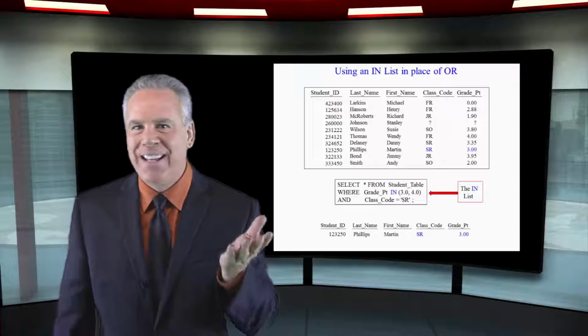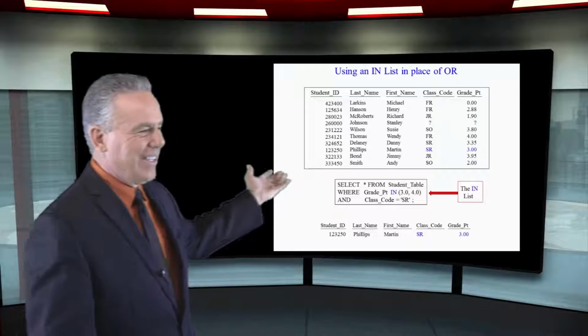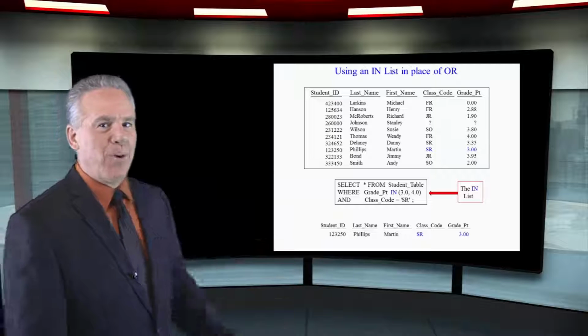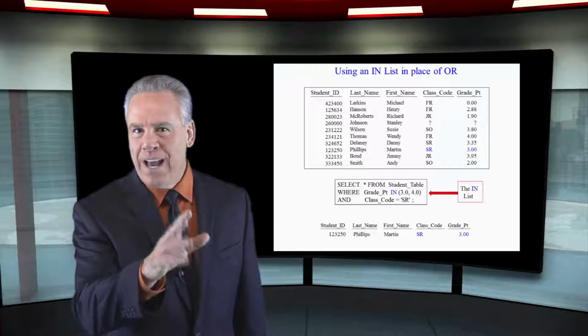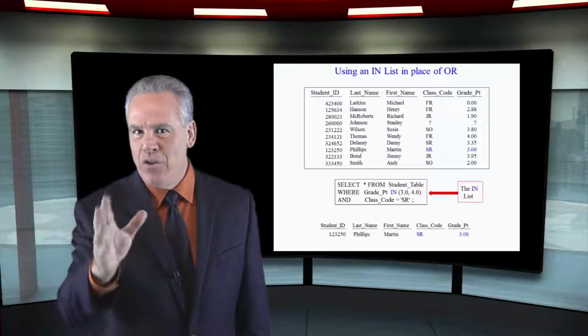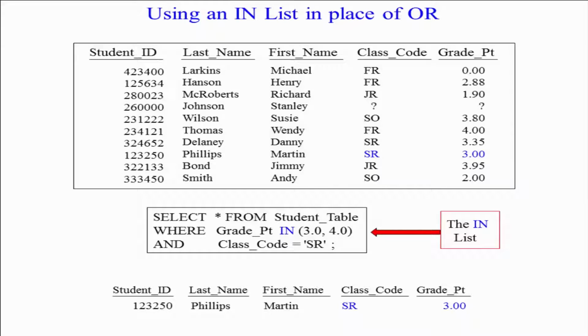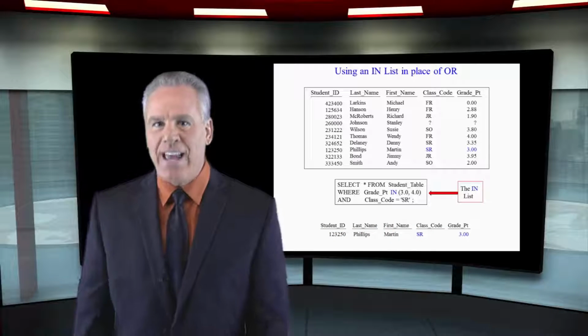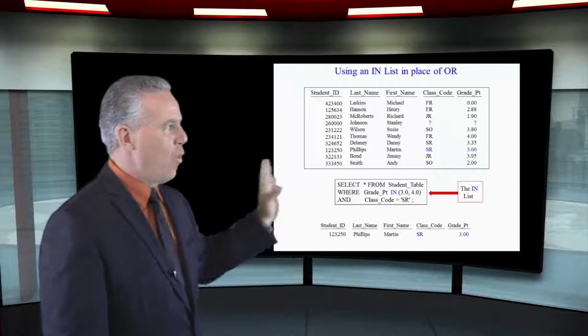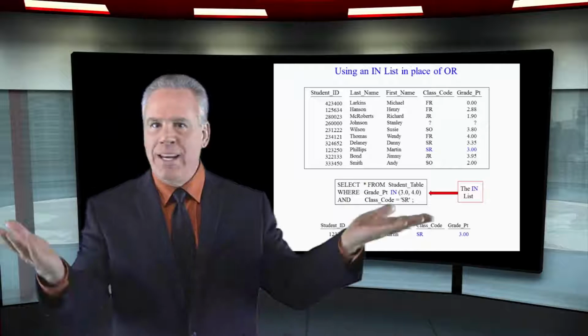This is called class. Take a look at this, where the grade point is in (3.0, 4.0). That's called an IN list. And what it really says is where the grade point is 3.0 or 4.0, I could continue to fill the list with anything I wanted. And this is a great technique if you want to have a bunch of OR statements easily put together.